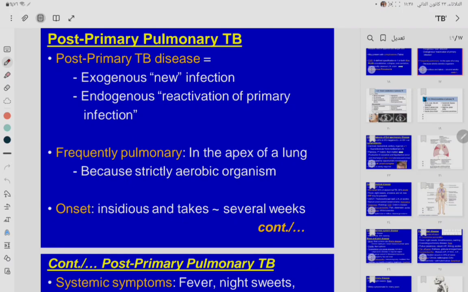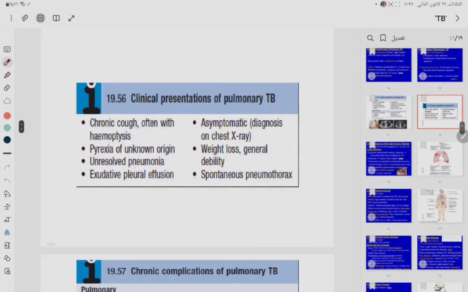Pulmonary TB, as we said, this is the presentation. Chronic cough, often with hemoptysis, sometimes without. Pyrexia of unknown origin, that's what we were talking about. Unresolved pneumonia, exudative pleural effusion, asymptomatic weight loss, spontaneous pneumothorax. So for unresolved pneumonia, you should think about obstructive pneumonia, number one, malignancy, when treated pneumonia is unresolving for 4 to 6 weeks with changes on the X-ray. And the other thing, think about TB as well.